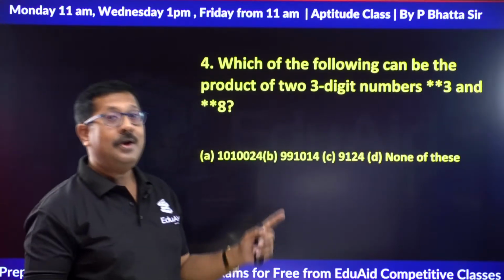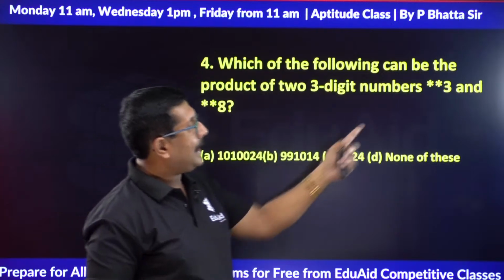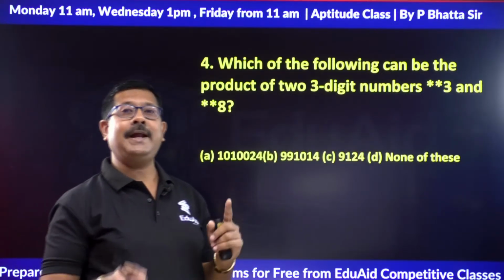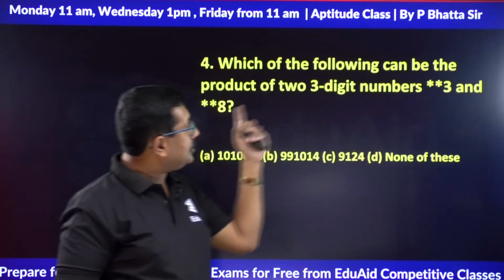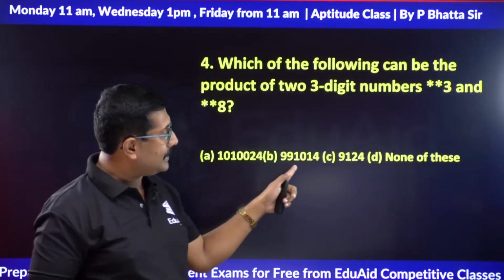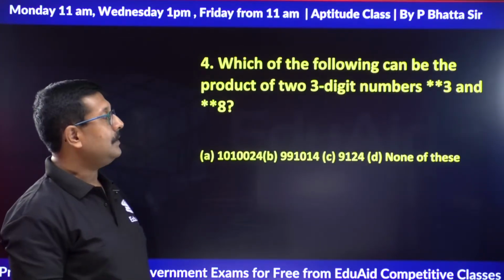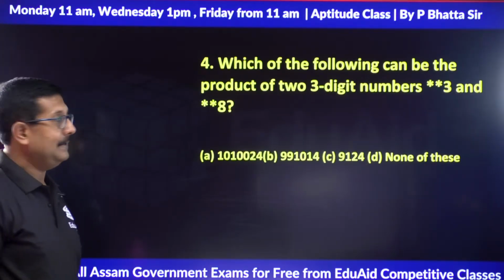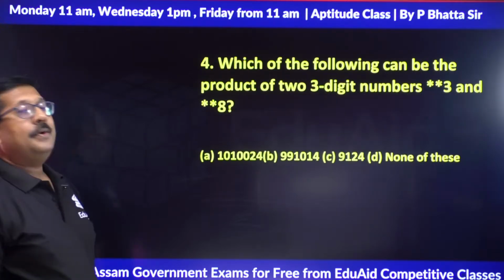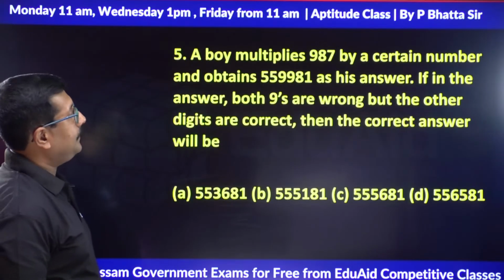But in the question, we are not asked to find what the numbers are. We are to find which can be the product of such two 3-digit numbers. So it is option B. This way we can find the result. Then we go to another question. First you read the question.